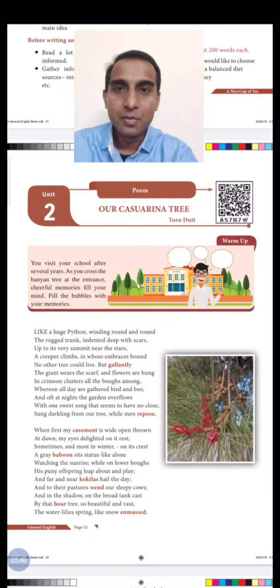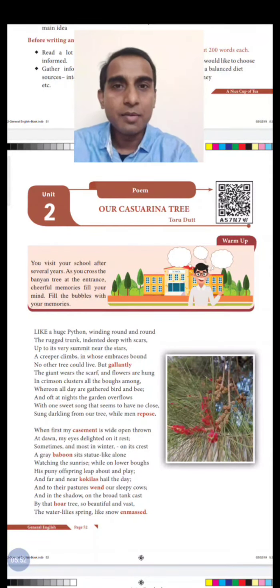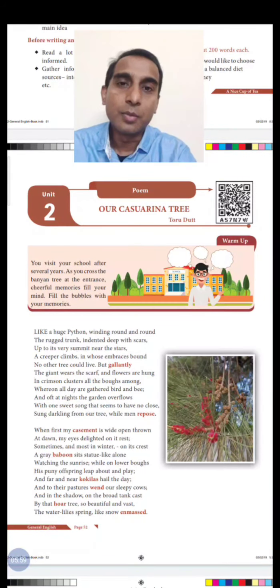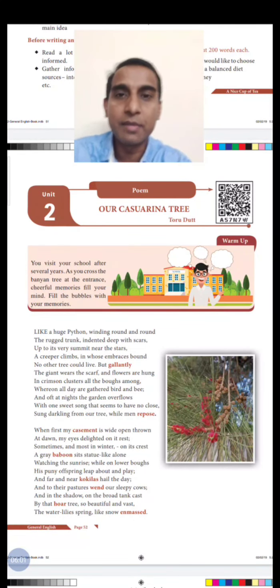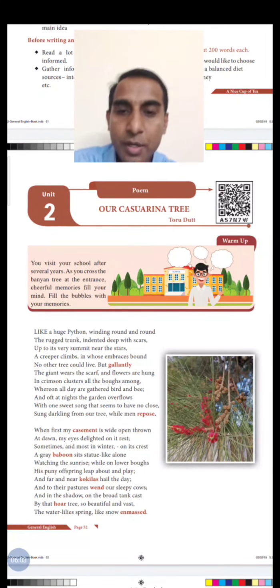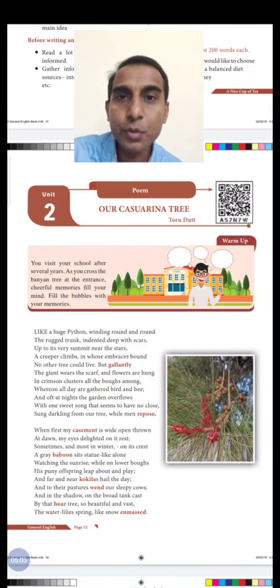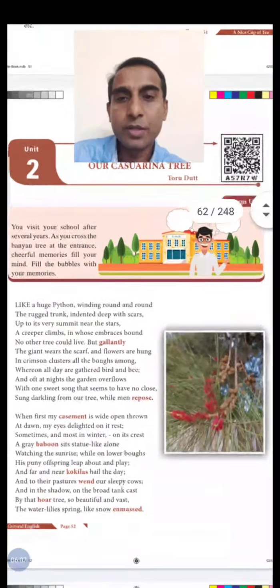I hope the moment I gave the introduction of the poem, you would have understood that it is going to be a very emotional poem. I think you are very eager to know what is the message of Toru Dutt in the poem Casuarina Tree. Let's go straight away to the poem. So take your textbook and take page number 52, and you can see it on the screen.